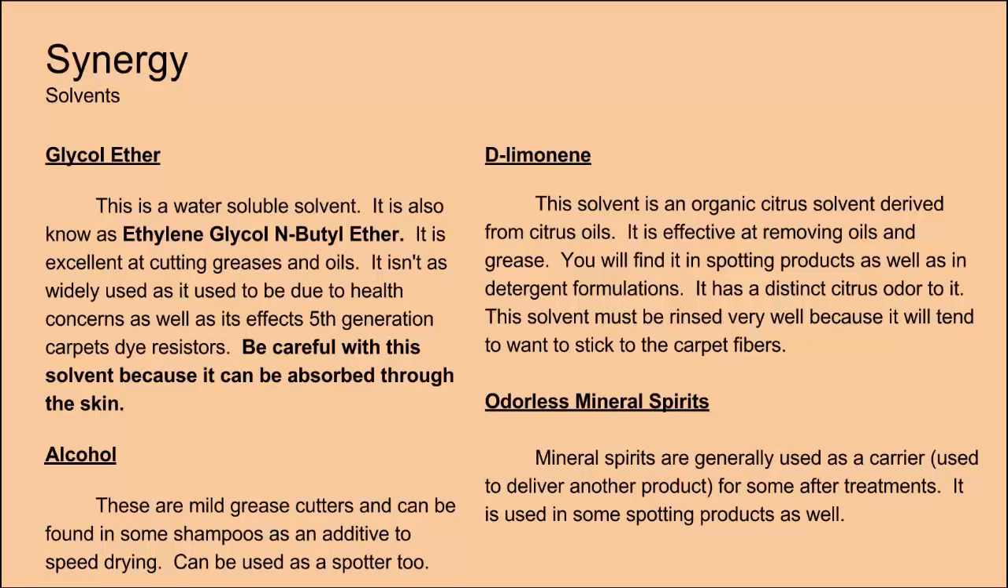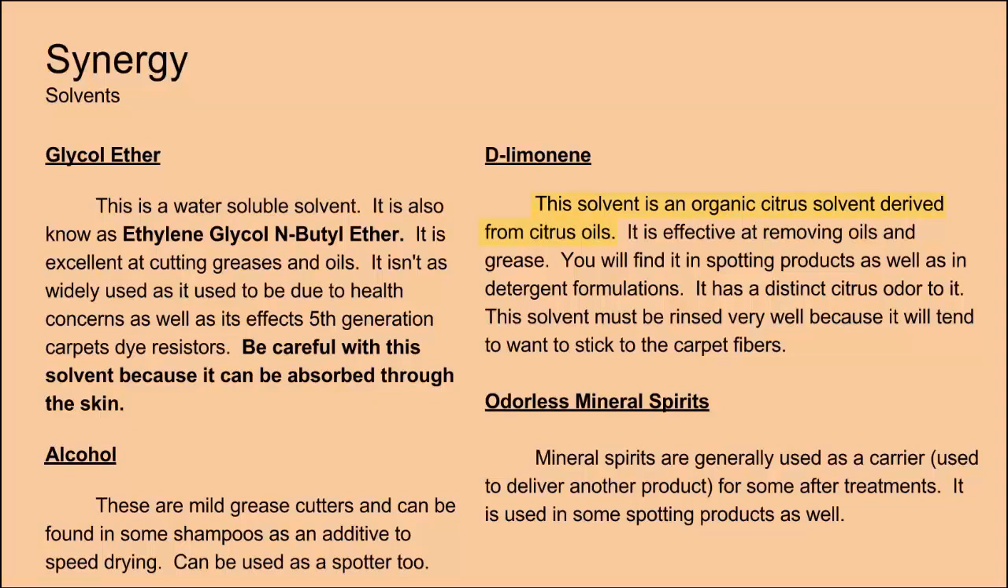Next, we have alcohol. These are mild grease cutters. They're not going to be really strong. They are found in some shampoos, things like that. They're used to speed drying, so alcohol evaporates really fast. So if it's used as a carrier or an additive, it's going to help with drying quickly. It can also be used as a spotter as well.